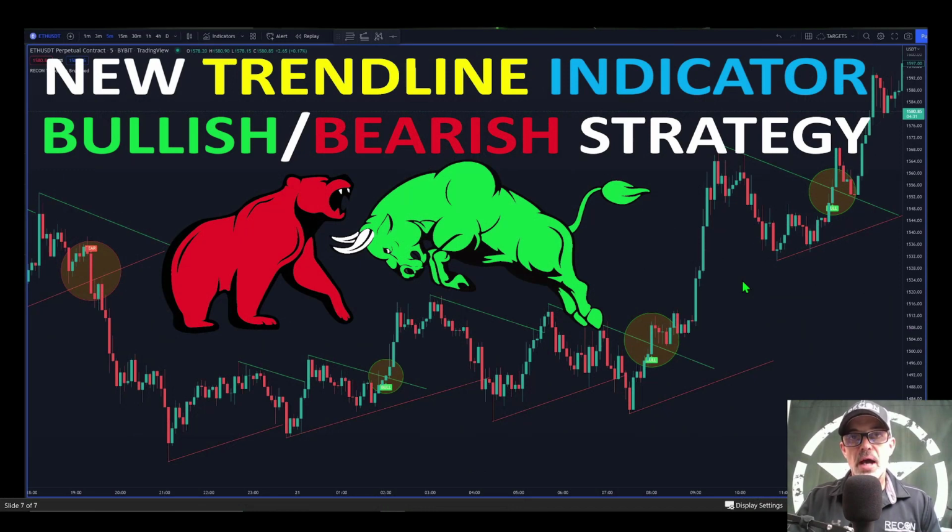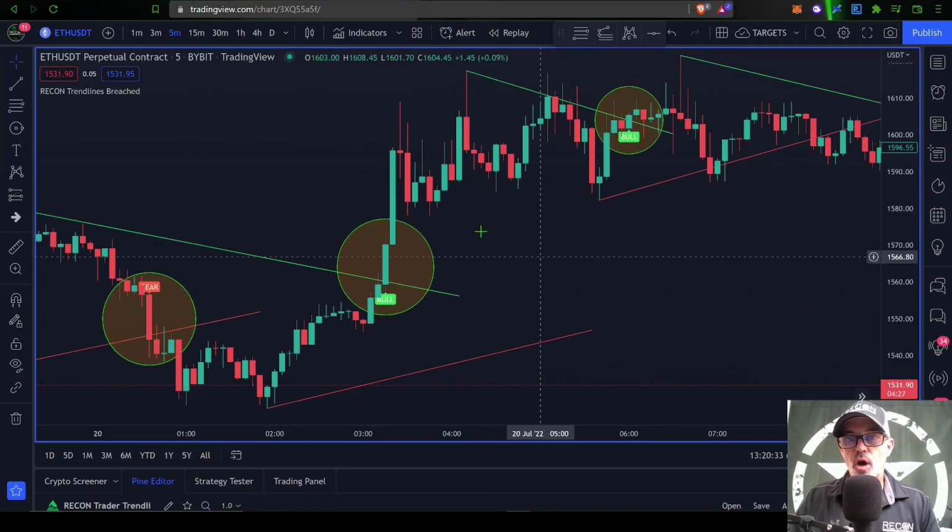In today's video, I will share with you a new scalping strategy that I am currently working on, and it revolves around a new indicator that I have created over on TradingView, and that would be my RECON Trendline Breacher indicator. So with that being said, let's jump over to TradingView and take a look at a chart with the indicator applied.